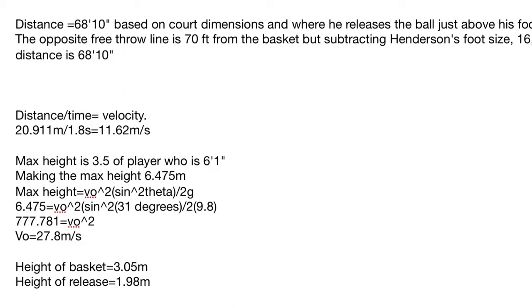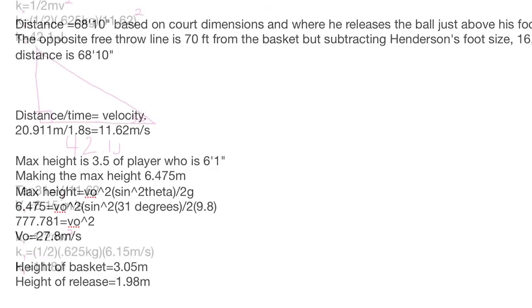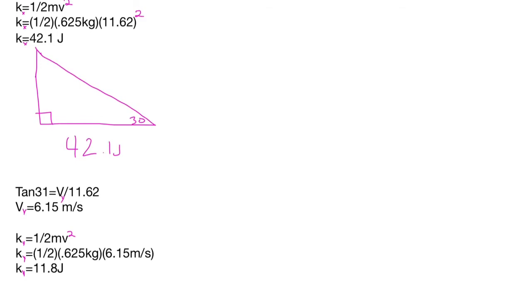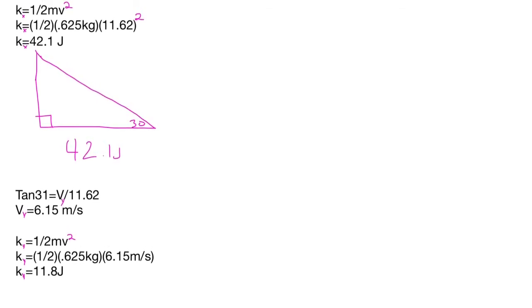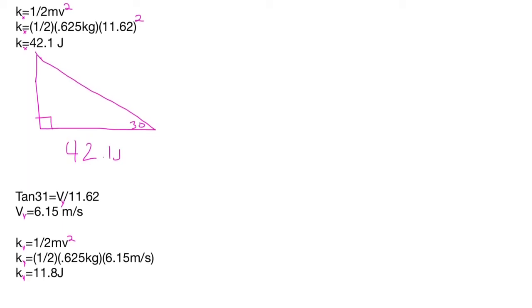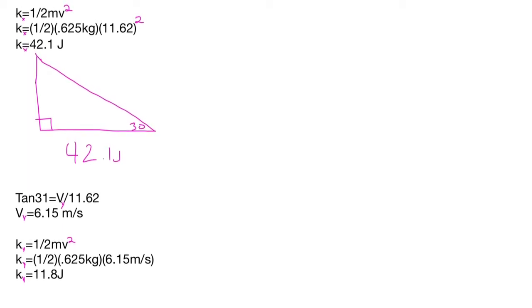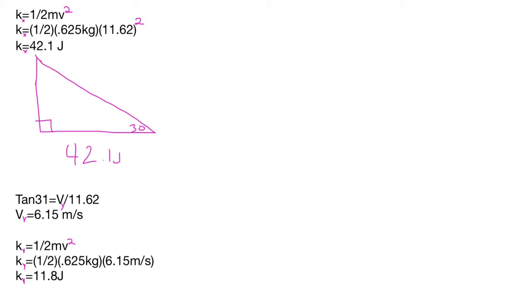We used the max height, which equals V naught squared sine squared theta divided by 2g. So then we ended up finding that the V naught equals 27.8 meters per second, and that our angle is 31 degrees. So what we wanted to do next was find the energy of the basketball. To find our energy in the x direction, take the equation K equals 1/2 mv squared, plug in your data, get an answer of 42.1 joules.